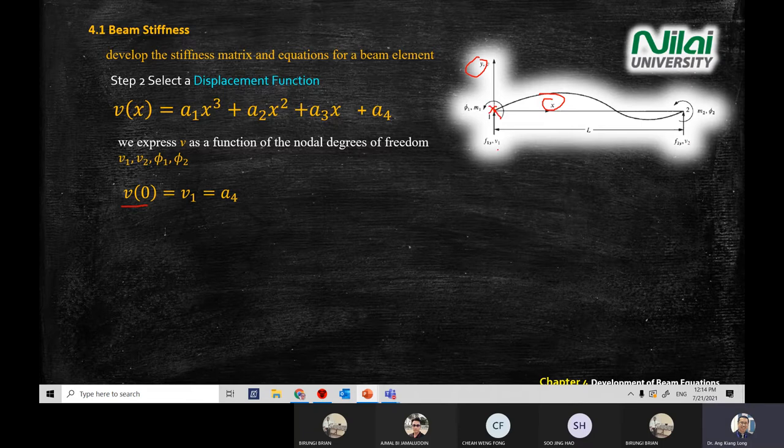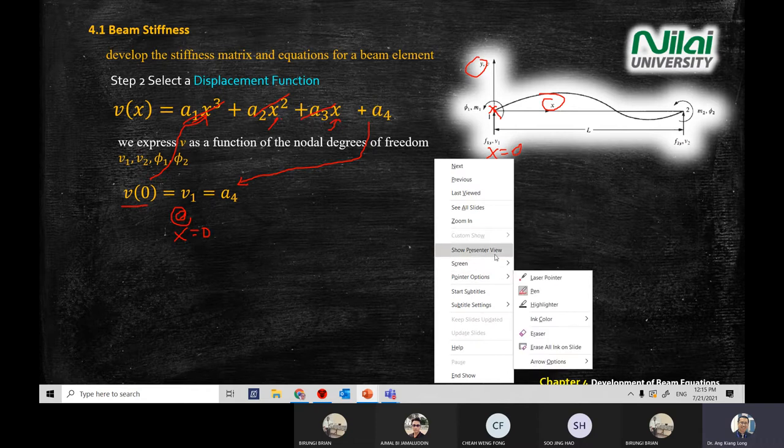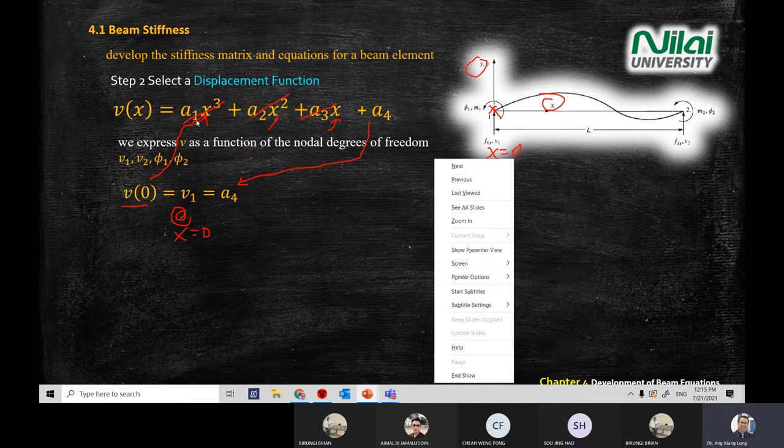So at point 1, you can write x equals 0 because the distance traveled is 0 on the axis, or you can say it's the origin. When x equals 0, you substitute x equals 0 here, here, and here. So those terms cancel. At point 1, x equals 0, so V1 equals A4. Now I'll give you maybe 30 seconds each to calculate what A1, A2, A3 are.